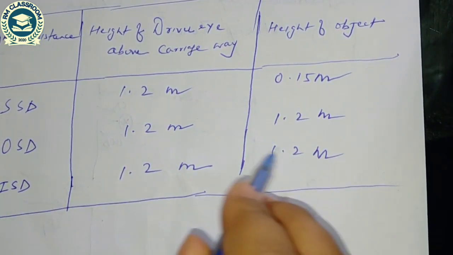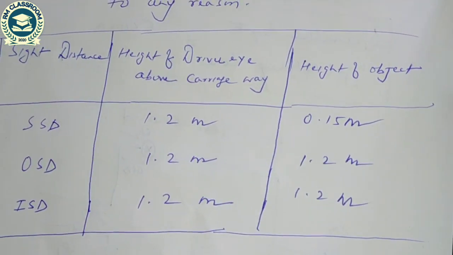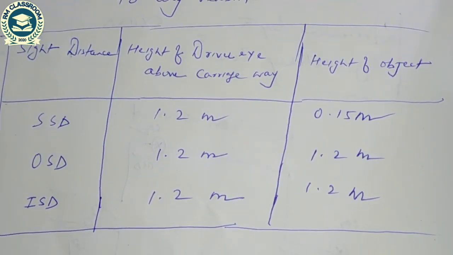So these are the guidelines suggested by the IRC, how much we have to take the value of height of driver eyes above carriageway and height of object. So remember in mind which component you are computing. If you are computing stopping side distance, the height of driver eyes you have to take 1.2 meter and height of the object is 0.15 meter. If you are computing overtaking side distance, the height of driver eye above carriageway you have to take 1.2 meter and height of object is also 1.2 meter. If you are computing intermediate side distance, the height of driver eye and height of object you have to take is the same, 1.2 meter.